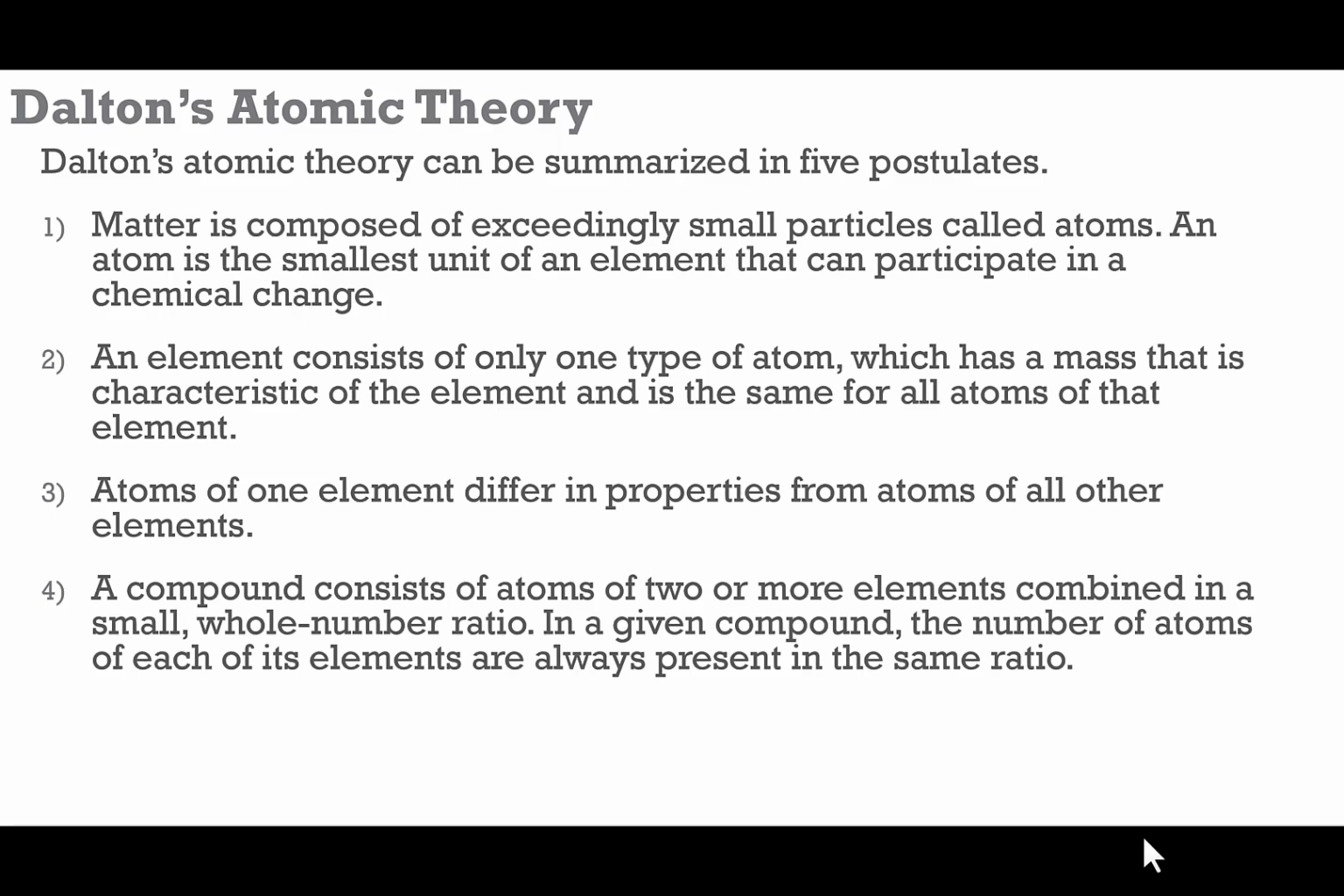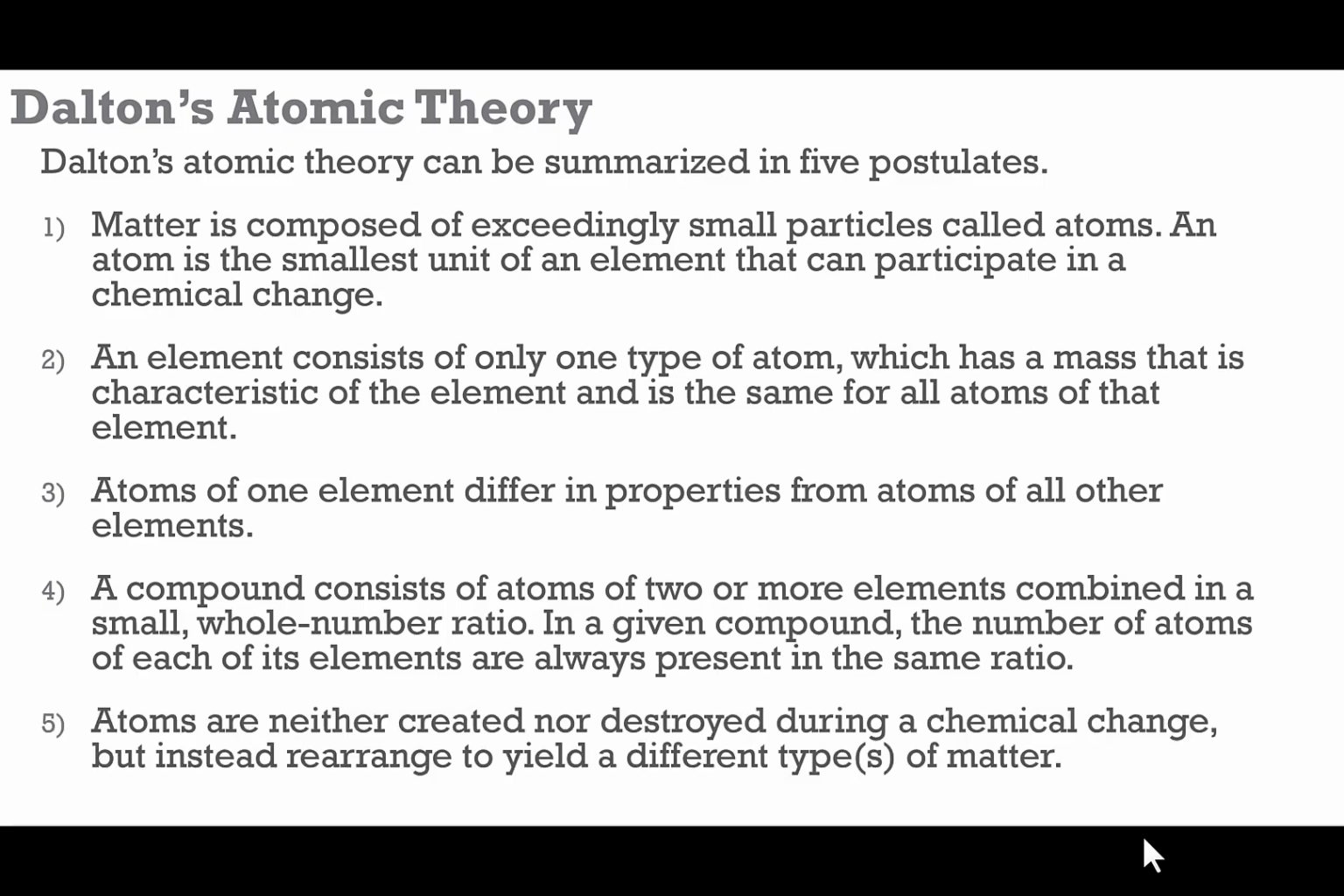A compound consists of 2 or more elements combined in whole number ratios. If we want to take these elements and connect them together, that's when we have a compound. And we're going to have whole number ratios. So you're not going to have 2.5 carbons attached to 1.6 oxygens. They're going to be whole numbers, 1 to 2, 2 to 2, that sort of thing.